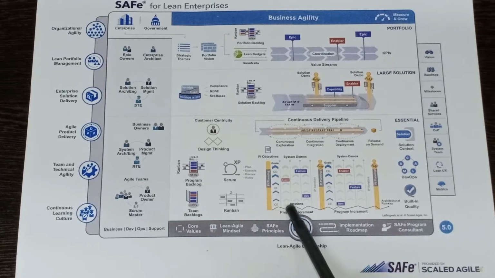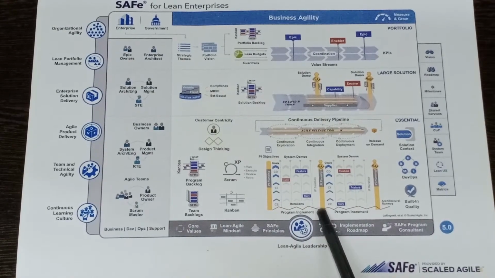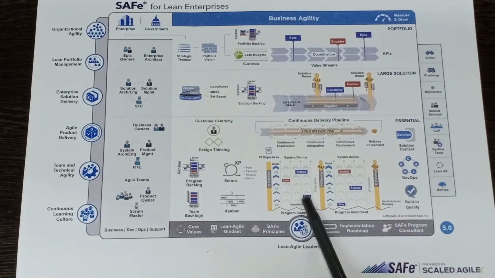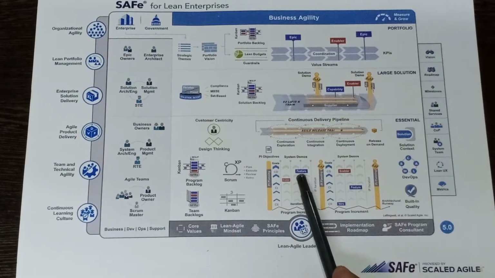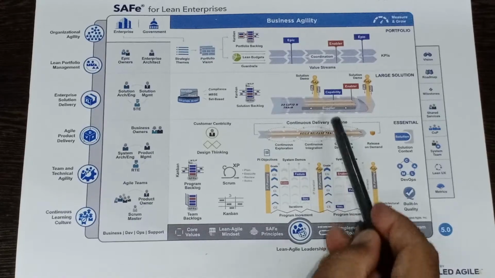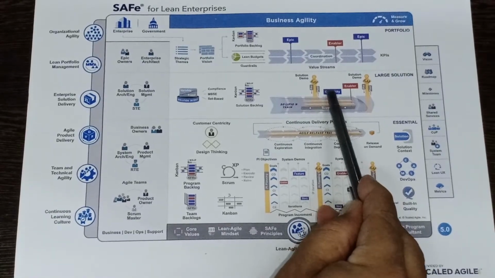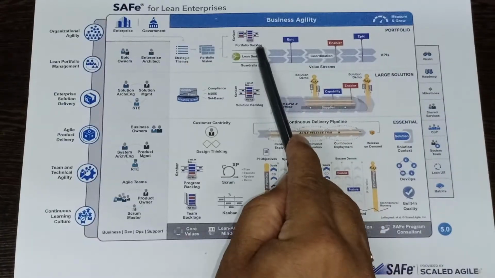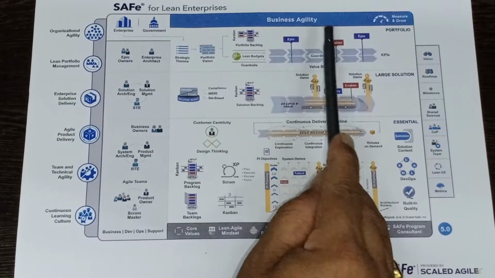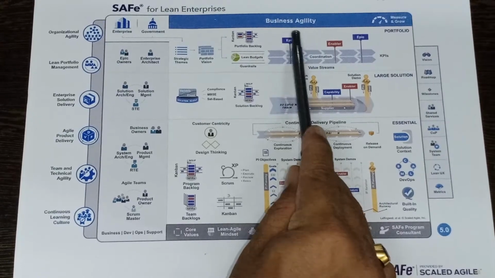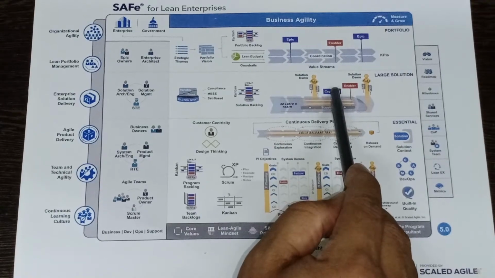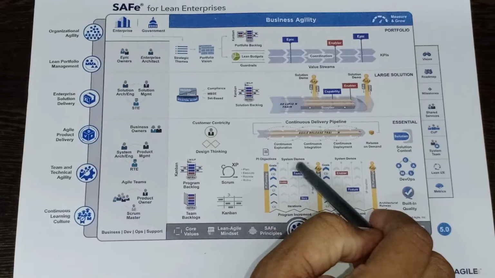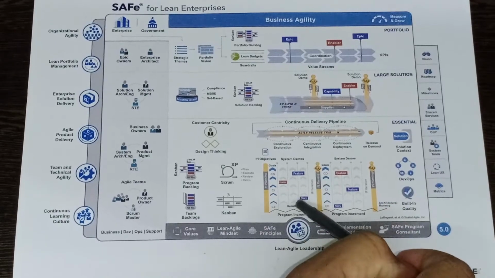And here you can also see a very interesting thing. At the team level, the requirements are called user stories, and when it goes to the program level, we call them features. When it goes to large solution, we call them capabilities, and at the portfolio level, we call them epics. So top down, epics get decomposed into several capabilities, capabilities get split up into features, and features get split up into user stories.